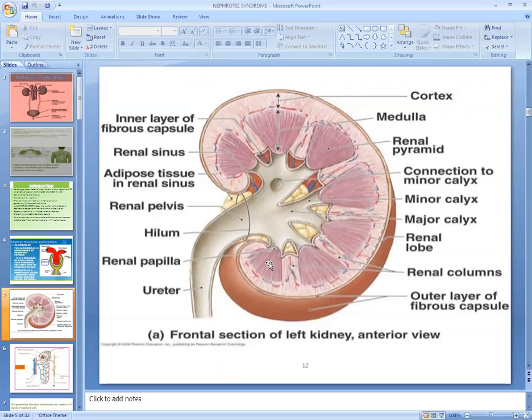These are called the papillary part, where the duct of Bellini open, as we discussed. These are the renal papillae where the duct of Bellini open. These renal papillae open into calyceal system, major calyces and minor calyces. See, these are called minor calyces. These are called major calyces.